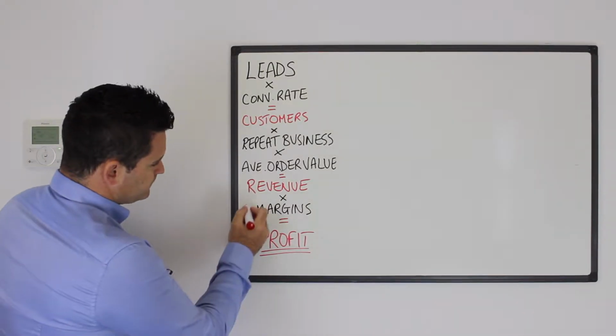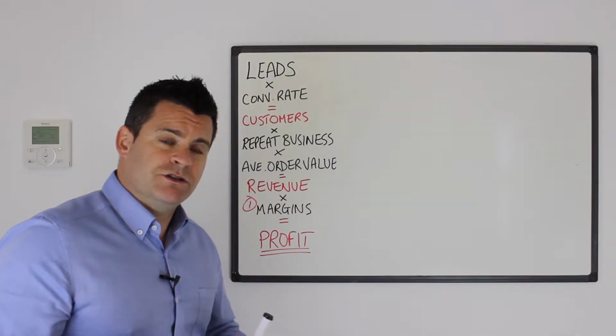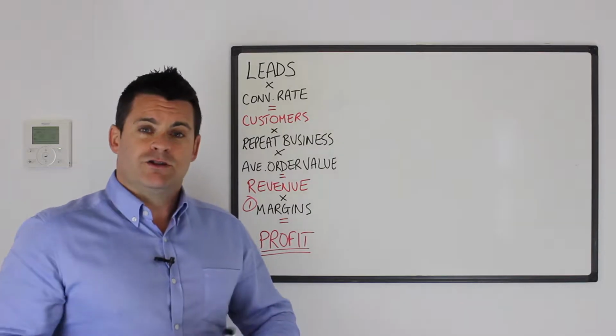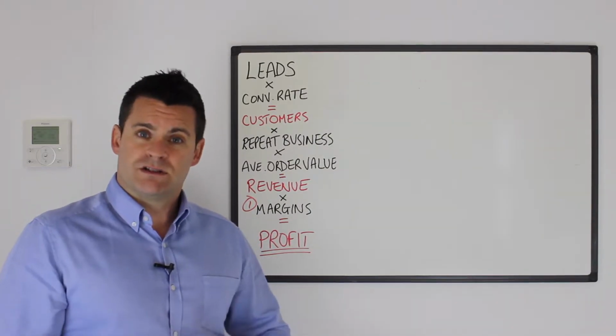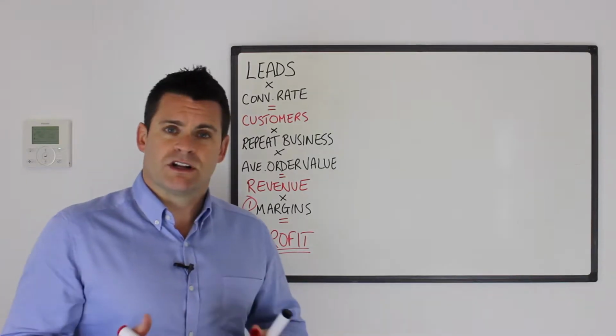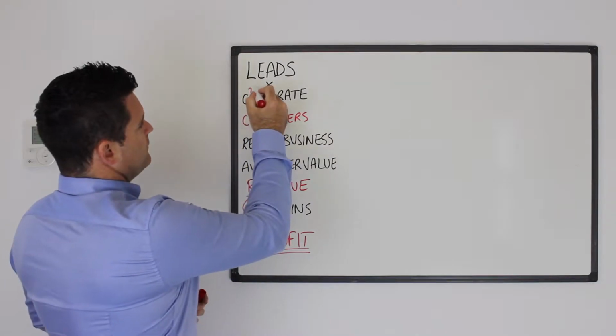So first of all, margins. If you're selling a product and you don't know whether you're making money out of that product or not, and you just increase the amount of sales, you could go bust quicker. So we go for the profitable products and services you offer, amongst many other things. So secondly, conversion rate.